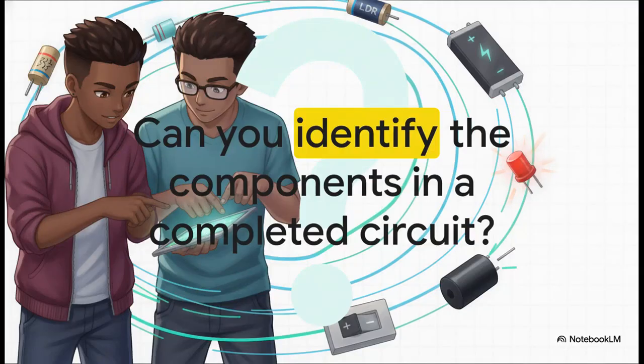Actually, I'm going to pause the explainer right here for a quick cadet challenge. Let's test your active recall. Look down at your worksheet and see if you can point to and identify the LDR, the battery, the switch, the LED, and the buzzer entirely on your own. It's one thing to draw them step by step, but being able to read a circuit diagram like a detective, that is a true engineering superpower.